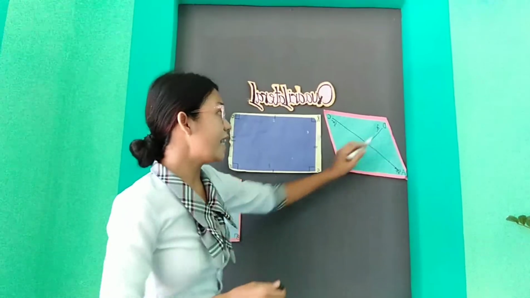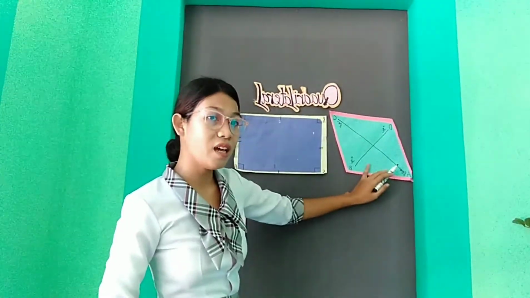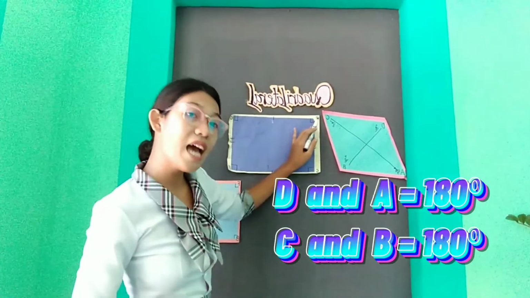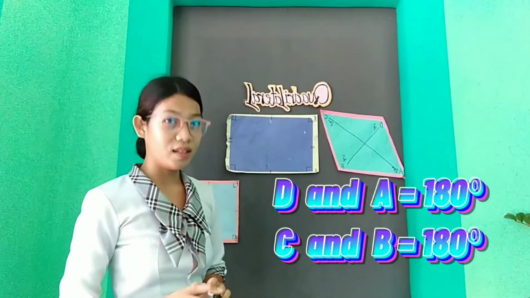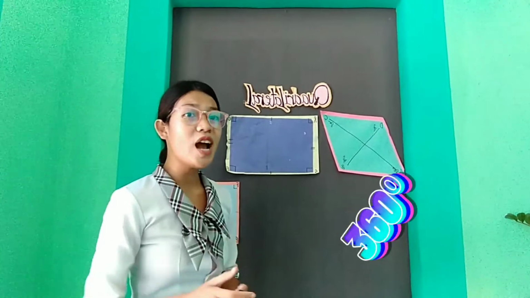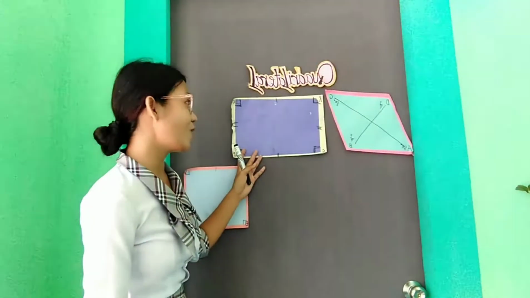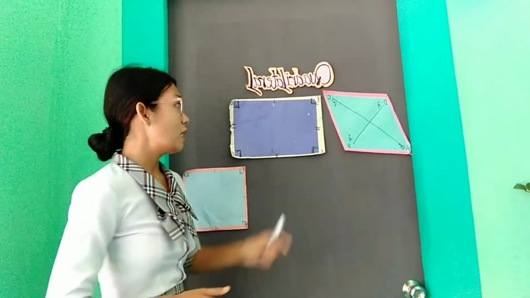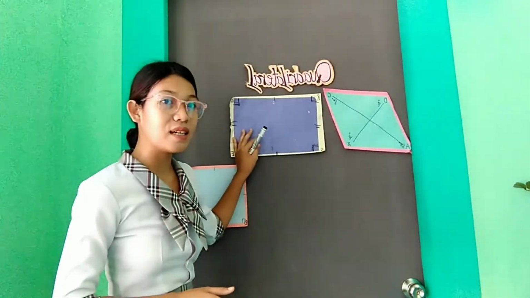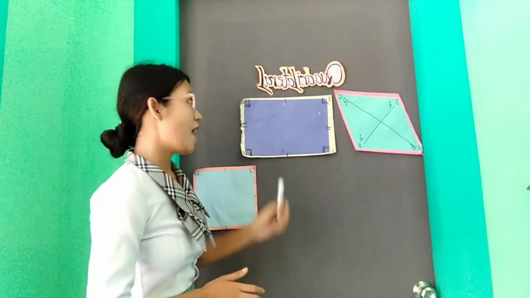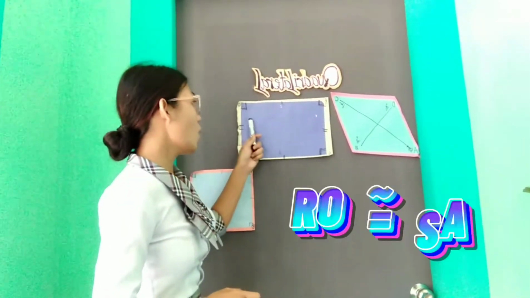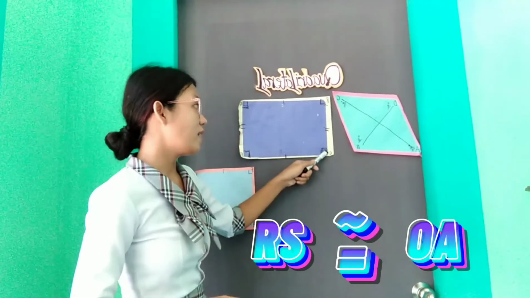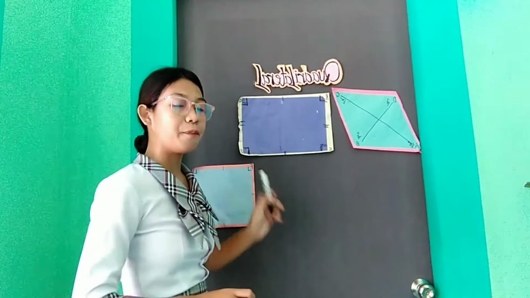So we can add these: D and A is equal to 180 and C and B is equal to 180, so equal to 360 degrees. So let's proceed to the rectangle. A rectangle is also a parallelogram. All angles in a rectangle are right angles. As we can write, RO is congruent to SA and RS is congruent to OA.